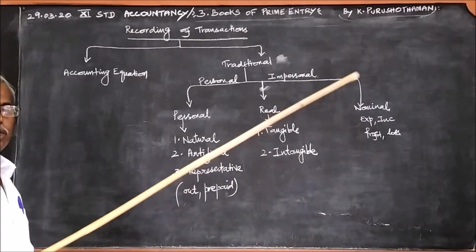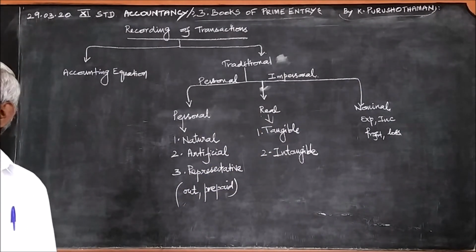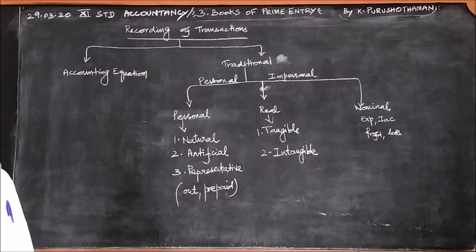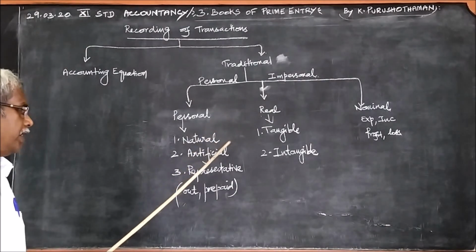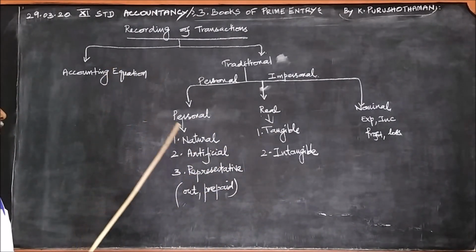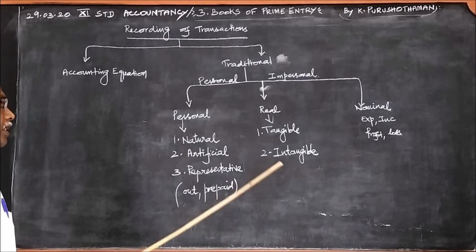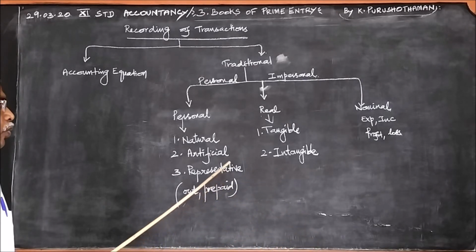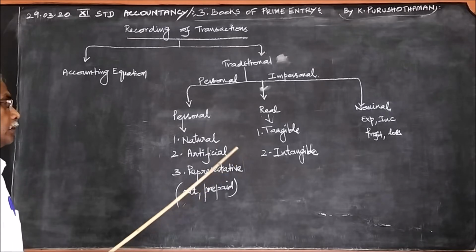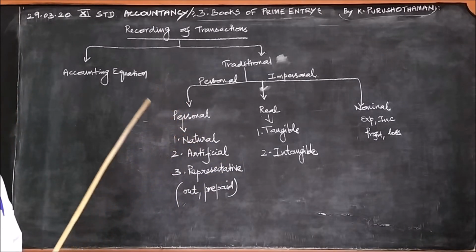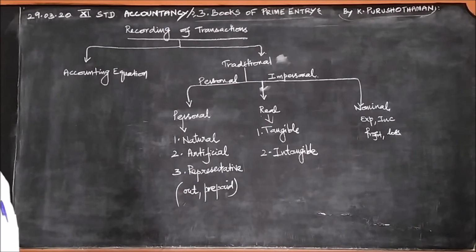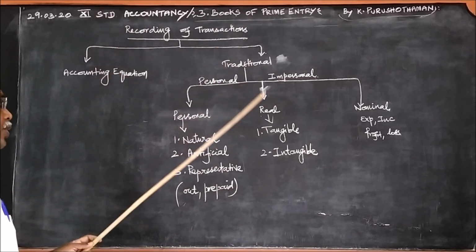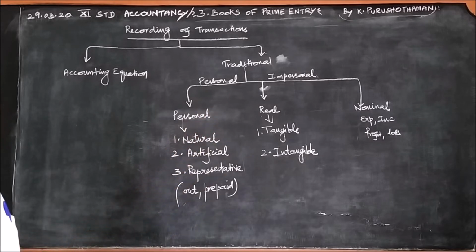What is a personal account? A personal account is an account which is related to a person. The person may be a natural person, an artificial person, or a representative person. What is a natural person? If the accounts are in the name of a person, Ramu's account, Somu's account, Vignesh's account, all these are called natural personal accounts.